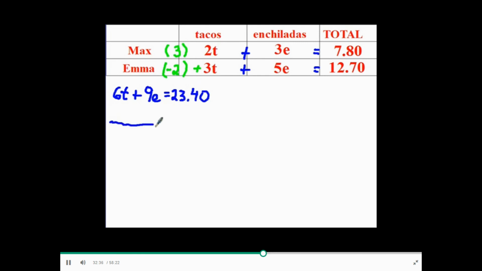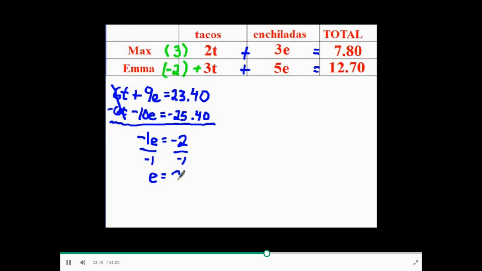Now I have to multiply the entire bottom line by -2, so -2 times 3t is going to give me -6t. -2 times 5e is going to give me -10e. And then -2 times 12.70 is going to give me -25.40. So we're going to add straight down. Notice the t's indeed cancel. Now I have -1e equals -2. I'm going to divide both sides by -1, leaving me with e equals 2.